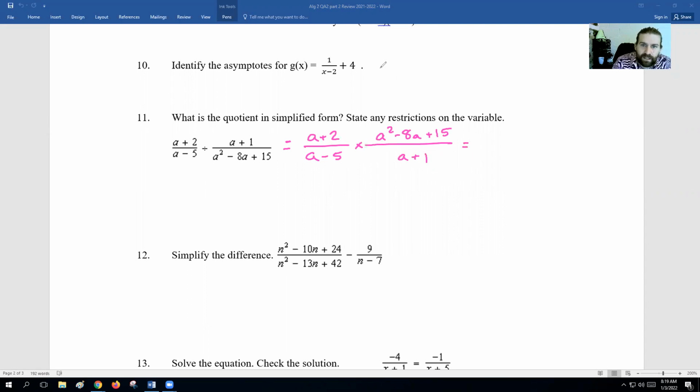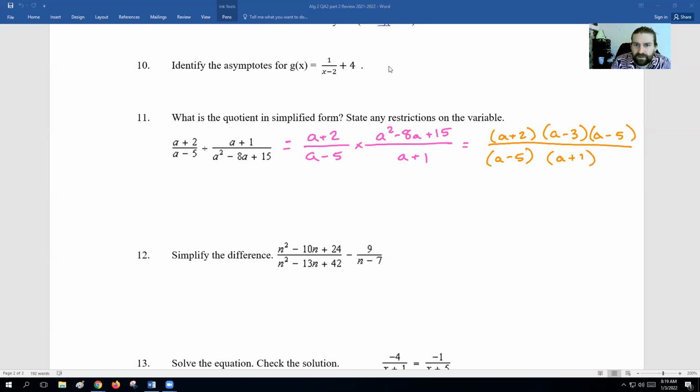The other thing we need to do here is, if we're going to multiply, we need to factor these things out. All right, so a plus 2 is on the top here. A minus 5, those are already simplified. We can't break them down. The only thing we can really break down here is the top here. What two numbers multiply together to give us 15, add together to get -8? That would be (a minus 3) and (a minus 5). And then our a plus 1 is still just there.